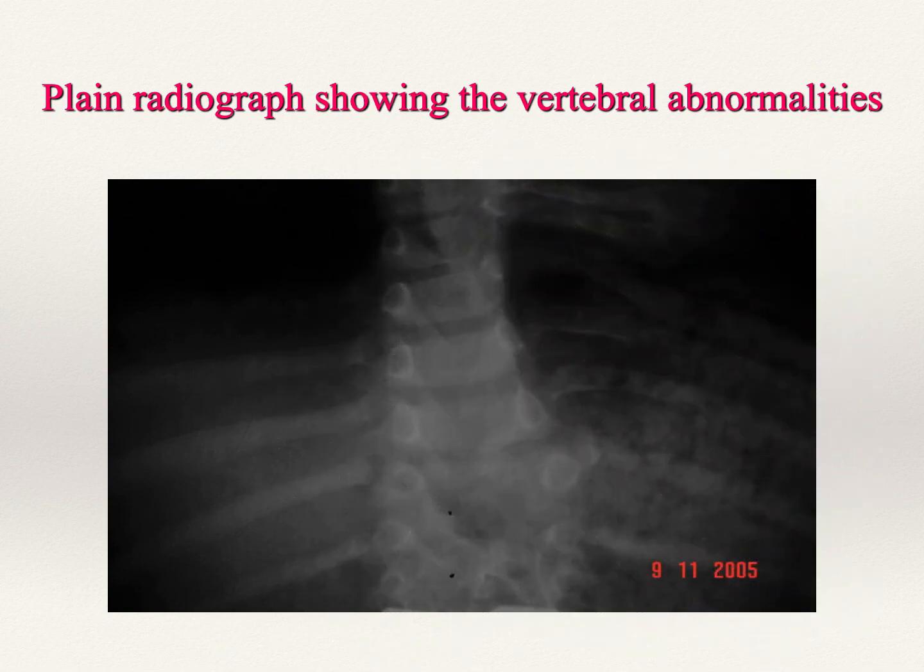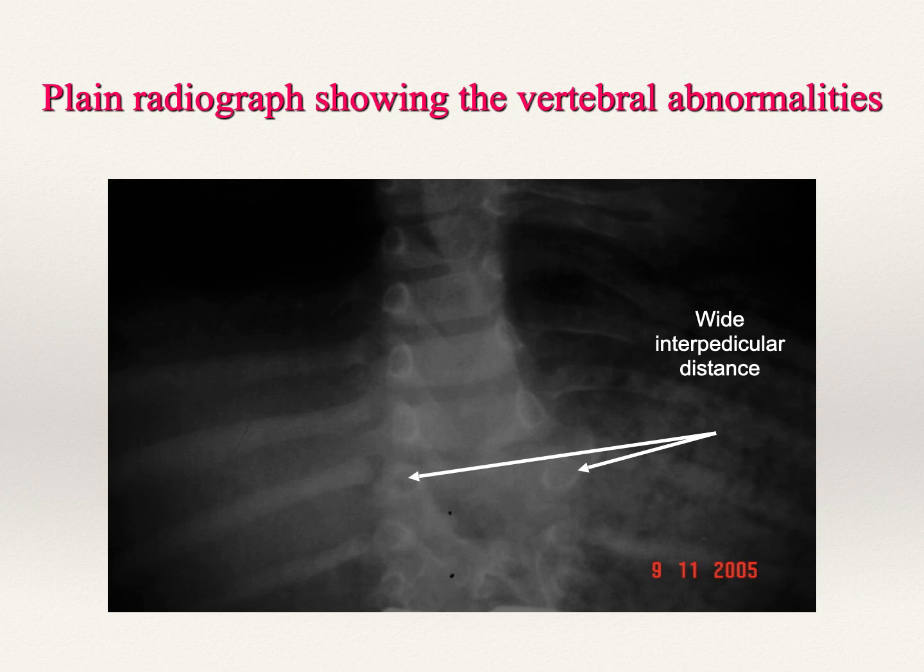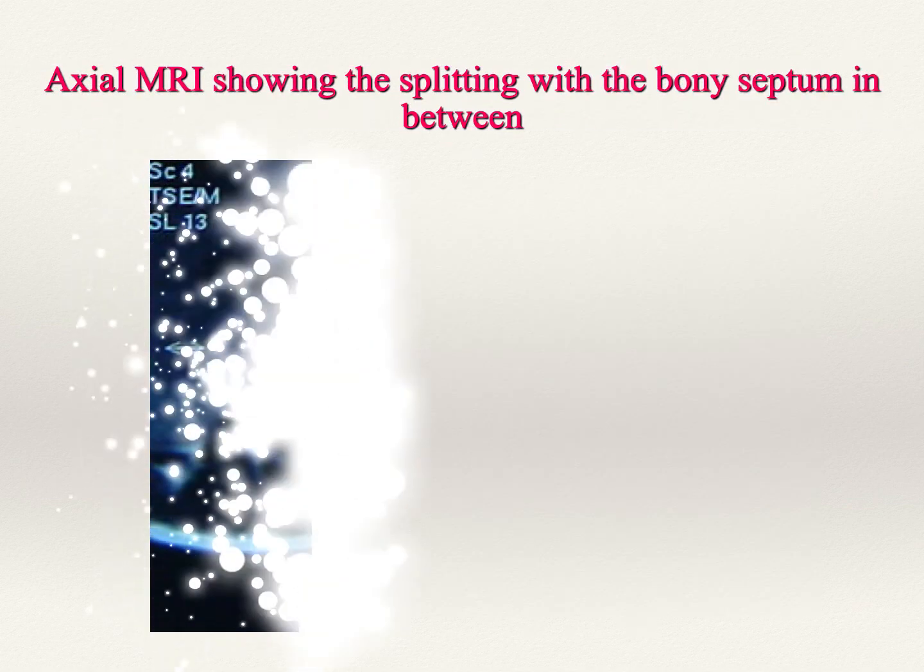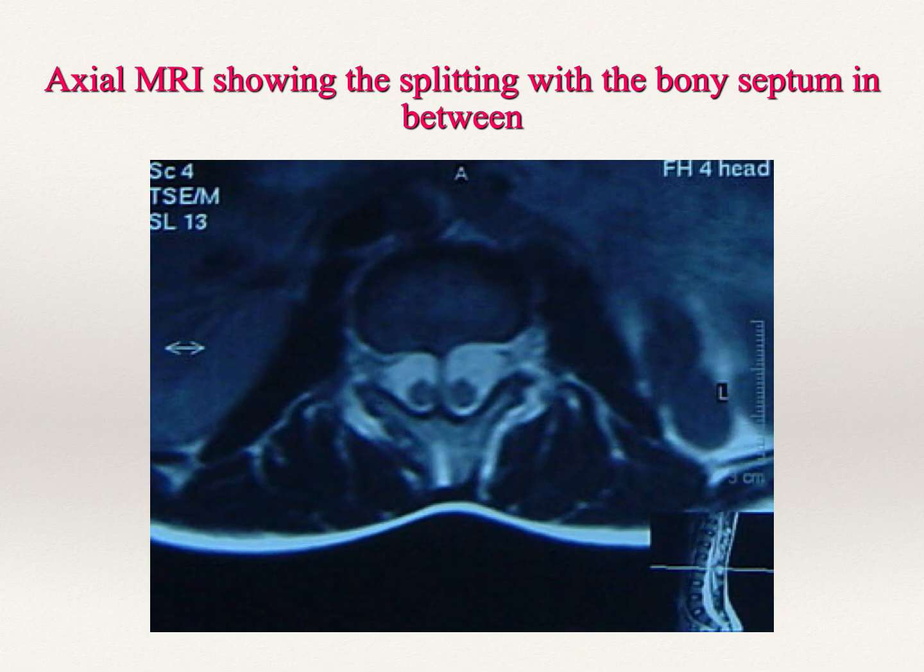This is a plain radiograph or X-ray of the vertebral anomalies, and you can see the wide interpedicular distance. You can see an absent spinous process and a hemivertebra lower down. This is an MRI that shows the double dural sleeves, and it also shows the two hemicords sitting there in the dural sleeves. So how do we manage these cases?